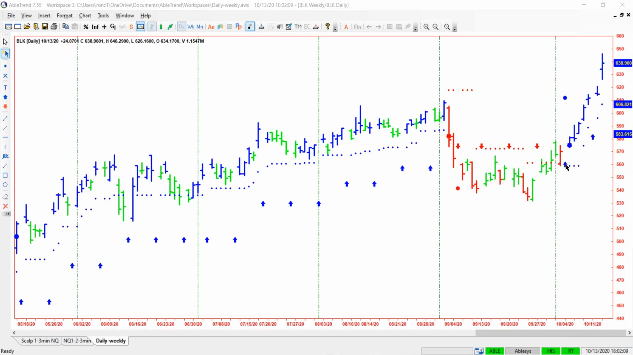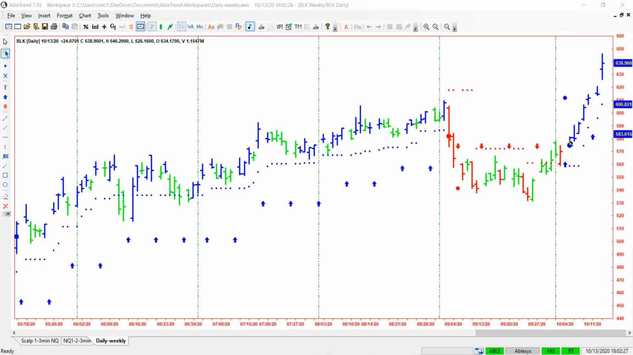Let the algorithms do all the calculations for us. We're just looking at the colors. We want red bar, red dot, blue bar, blue dot, blue arrow. I say it so many times all day long. Long day. Busy day, which is great.